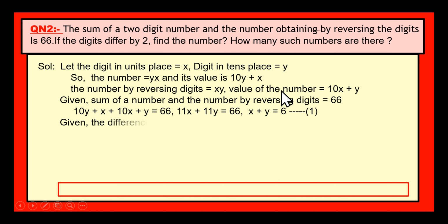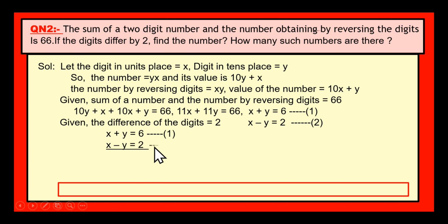And in order to get the second linear equation, it is given that the digits differ by 2. That is, the difference of both the digits is equal to 2. Here we took the units place as x and the tens place as y. Therefore, the difference of the digits is x minus y is equal to 2, and it is the second linear equation. Now, in order to solve these two equations, let us write the first equation x plus y is equal to 6, and the second equation x minus y is equal to 2.